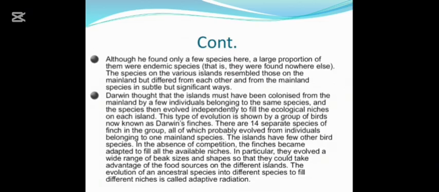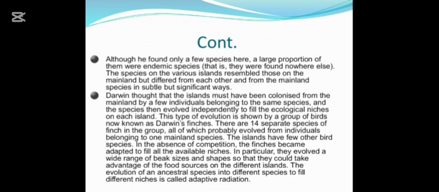Now we have, although he found only a few species here, a large proportion of them were endemic species. That is, they were found nowhere else. The species on the various islands resembled those on the mainland but differed from each other, and from the mainland species, in subtle but significant ways. Darwin thought that the islands must have been colonized from the mainland by a few individuals belonging to the same species. And the species then evolved independently to fill the ecological niches on the island.